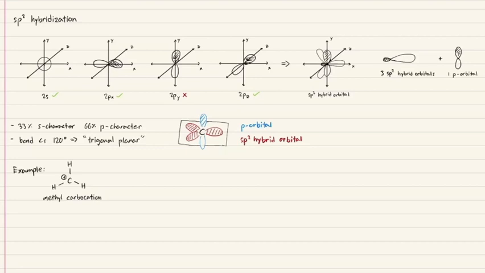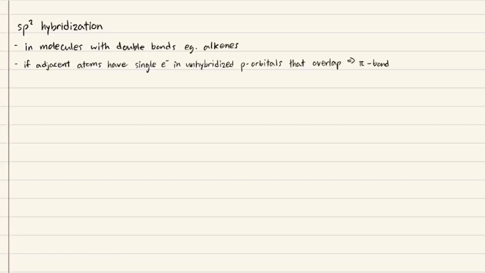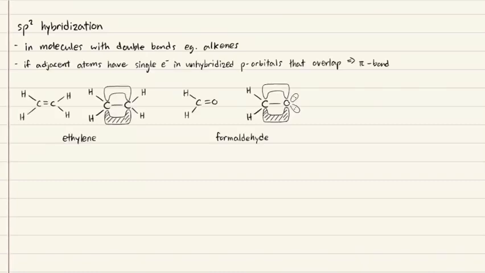In the case of carbocations, the unhybridized p orbital is empty, which gives the carbon its plus charge. sp2 hybridized atoms are also in molecules with double bonds, such as alkenes. If adjacent atoms have single electrons in unhybridized p orbitals, and these orbitals are allowed to overlap, a pi bond is formed. The carbons in ethylene and carbon and oxygen in formaldehyde are all sp2 hybridized and exhibit pi bonding. It's important to remember that sp2 hybrid orbitals can also house non-bonding electron pairs, as in the case of the carbonyl oxygen, which has two non-bonding electron pairs in two sp2 hybrid orbitals.